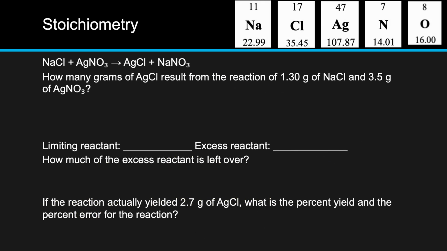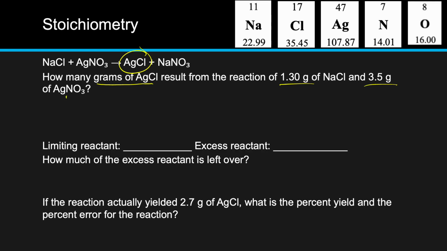All right, so here we have a limiting and excess reactant problem, and it does not tell us which is which, so we have to solve for it. How many grams of AgCl result from the reaction of 1.3 grams of sodium chloride and 3.5 grams of AgNO3? So we need to find out how many grams of AgCl is actually formed from this reaction. So both of these numbers are being solved into grams of AgCl.